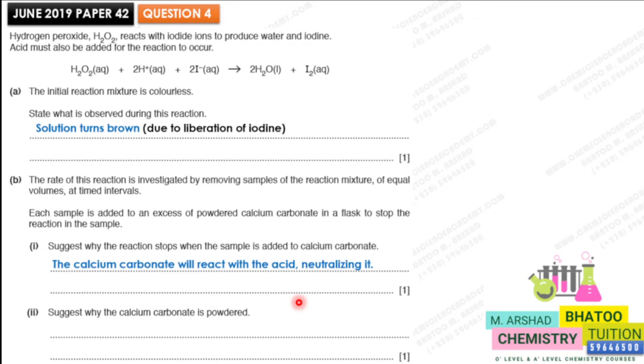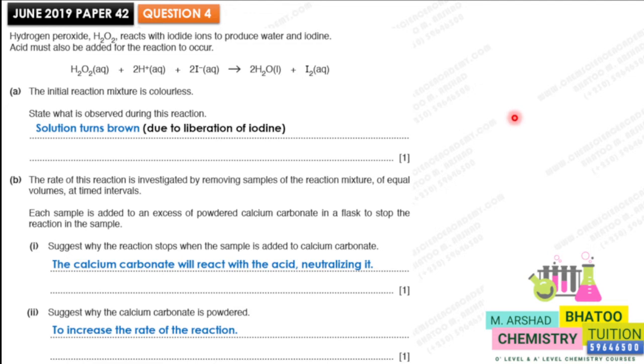Tu comprends? Because the particles are more exposed and we have talked about collision, etc. Donc, the reason why the calcium carbonate is powdered is we can make that reaction stop faster. Tu comprends? En d'autres mots, to increase the rate of the reaction. But I do not want you to be confused with increasing the rate of the reaction. Attention, H2O2 plus H+, ça, non, on ne peut pas augmenter ça. Ce que nous pouvons augmenter, c'est la vitesse de la réaction qui arrête.